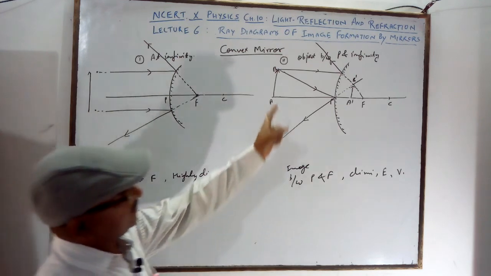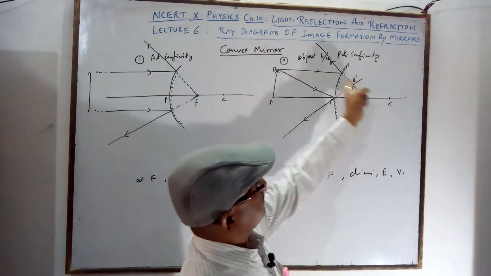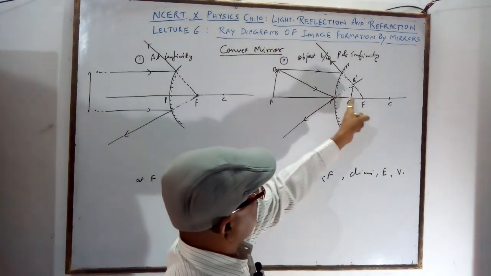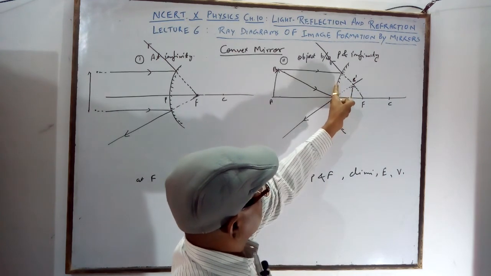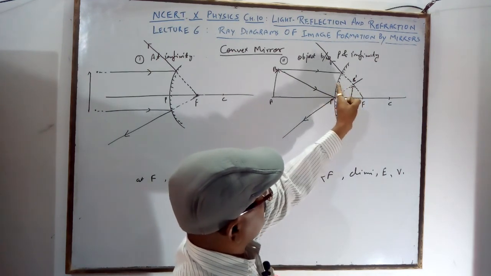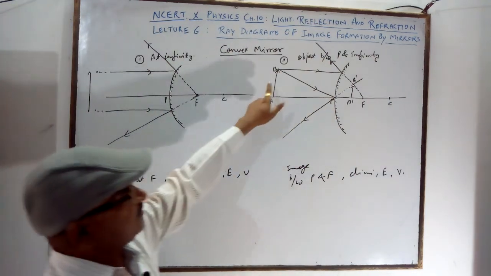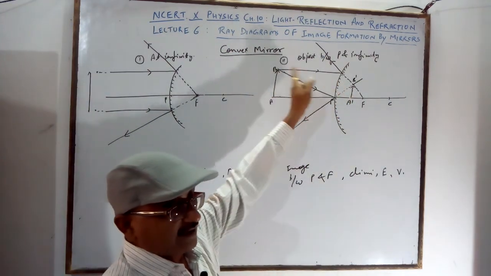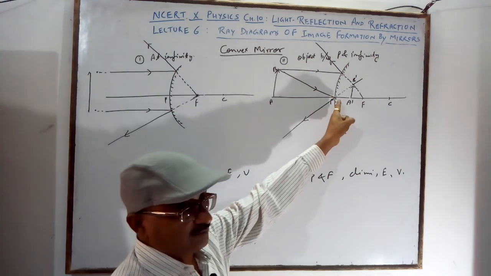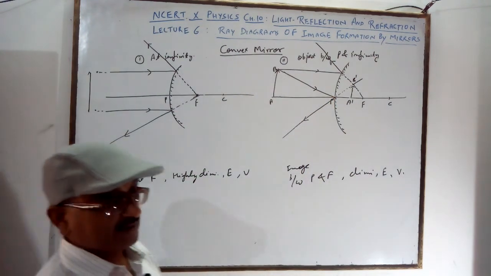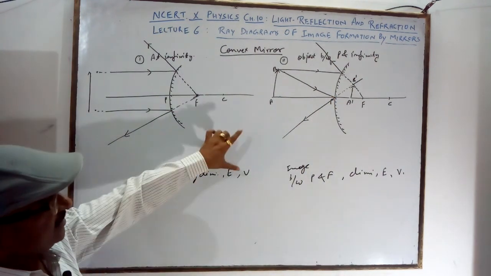Or you can take a ray towards the center of curvature, or a ray which passes through the focus; here you draw an imaginary ray. It is different, but I am taking two rays: one parallel to the principal axis, and another striking at the pole and reflecting in this direction. So you get this.